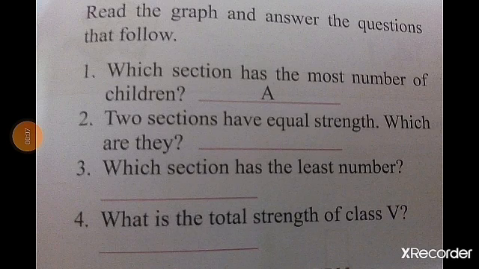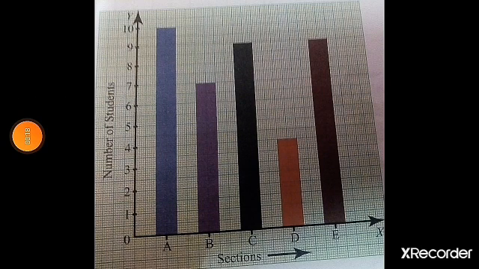Look at the first question. Which section has the most number of children? Here the answer is already given, section A. Let us check whether the answer is correct. When you look at this graph, yes, section A has 10 students and all the others are less than section A. So section A has the most number of children.